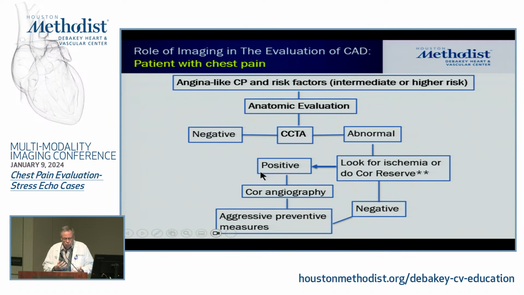So let me give you two scenarios that are very common in our practice. The patient that comes in with chest pain and intermediate or higher risk factors that smells like possible angina. So you're really now concerned this patient may really have angina, okay? And there are two ways of managing this patient. One is to go with the anatomic evaluation, where you go straight to a coronary CTA. And there are a lot of papers being published now about this. If it's normal, you're done, right?